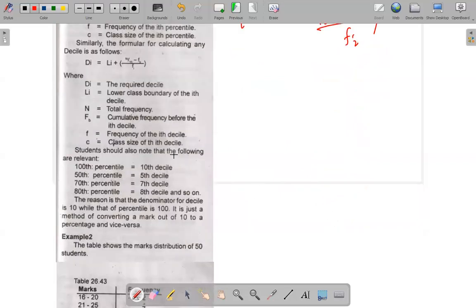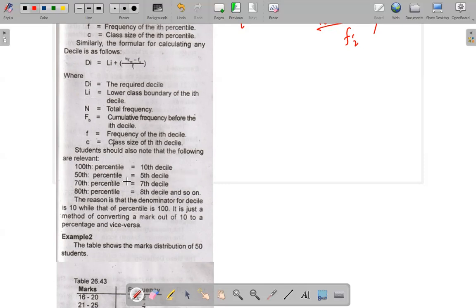The students should also note the following are relevant. 100 percentile is equal to 10 decile. Why? Remember, 100 percentile is the whole of the data. It's like saying 100 divided by 100, which is 1. And 10th decile is also the whole of the data, 10 divided by 10, which is 1. So 100 percentile is equal to 10th decile.